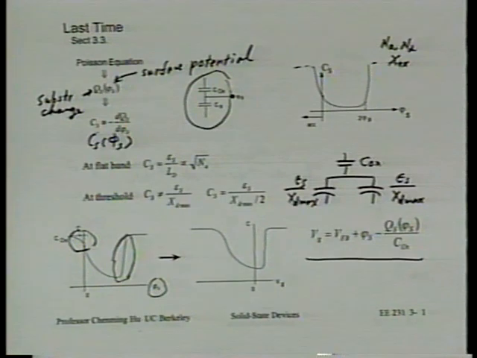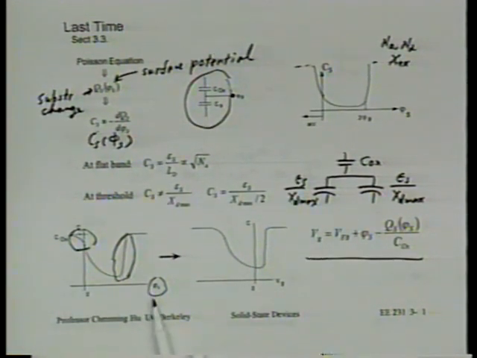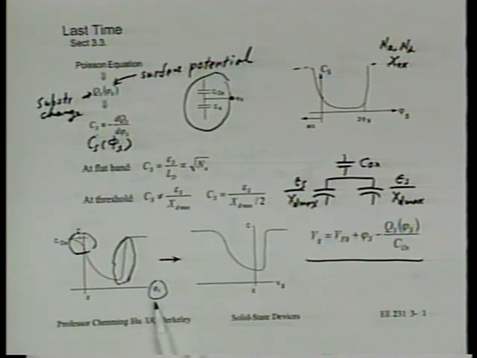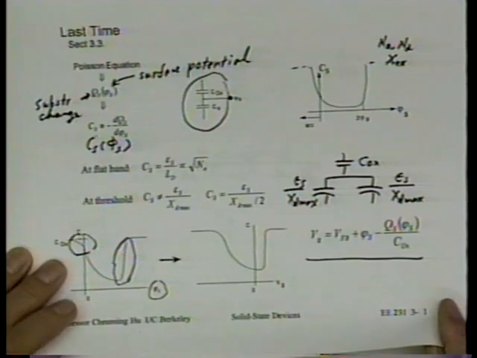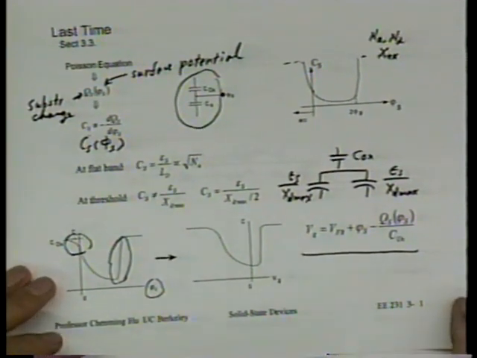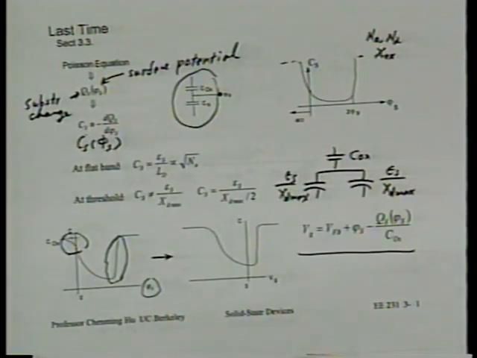All right? Any questions on how to get CV? We first get C as a function of phi s, and then we relate phi s to Vg. We end up with C versus Vg. Is it okay? Yes? Can you define again what VFB was?